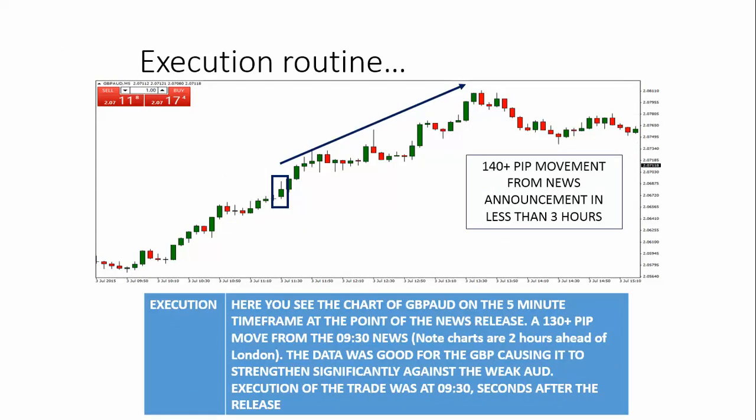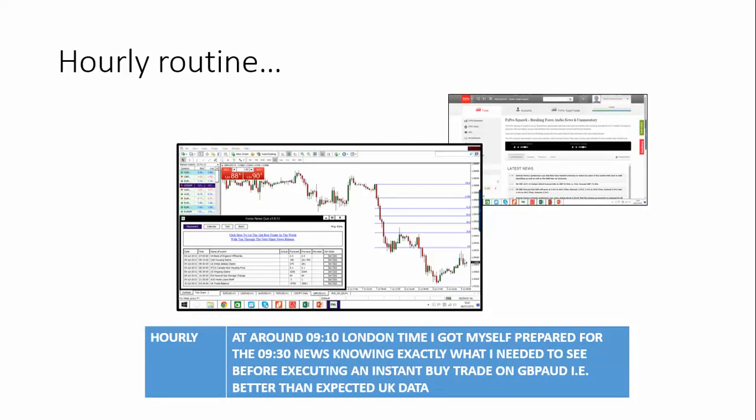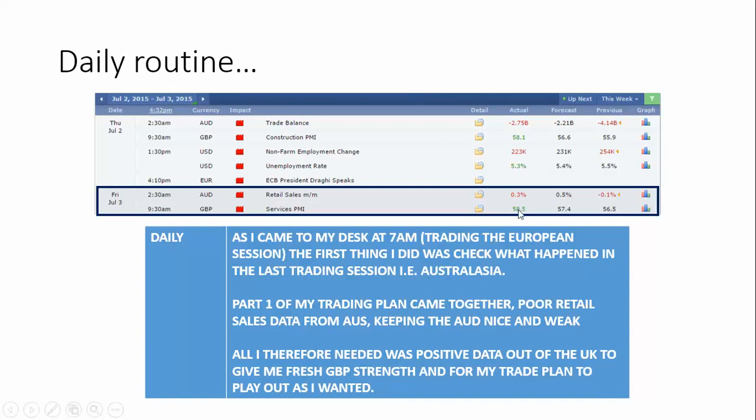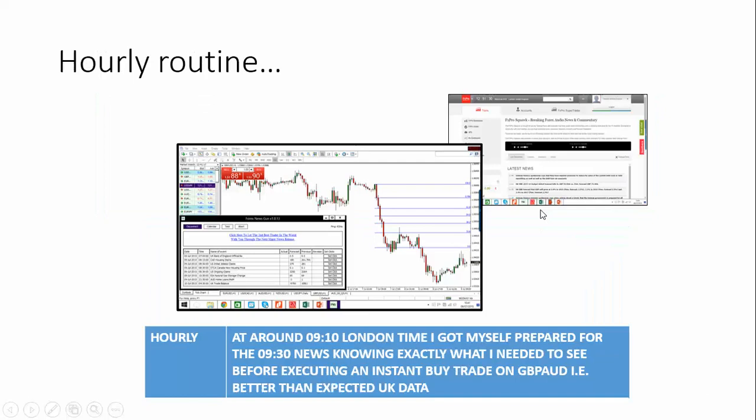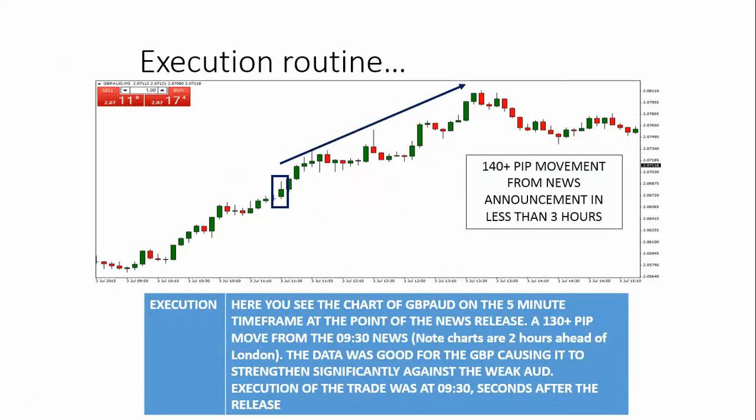And then when the 9:30 news came, it was all about getting into that trade as efficiently as possible. As you can see here, this is the chart of the pound Aussie on the 5-minute time frame at the point of the news release. When that news came out, it was good for the pound, as we can see on the previous slide. If we go back a couple of slides, it did come out at 58.5 versus an expected 57.4. It came out much better than expected. So we had strong, fresh information from the UK to support the pound.